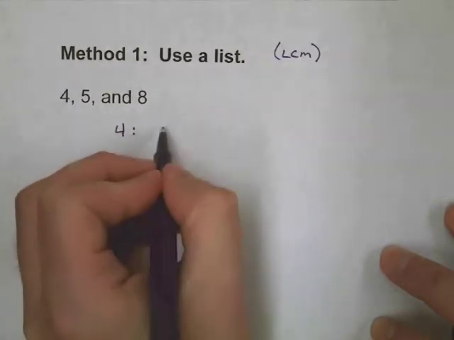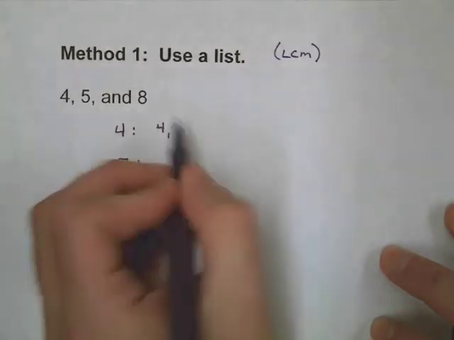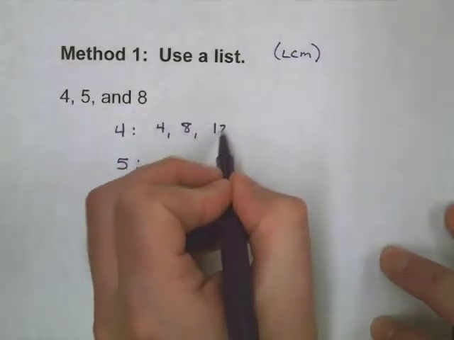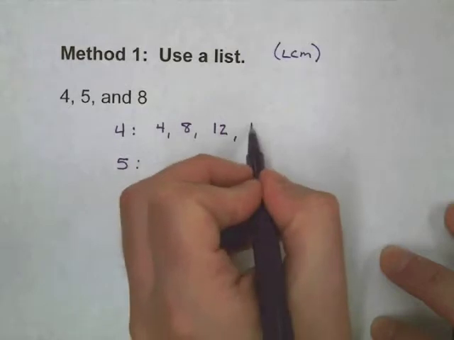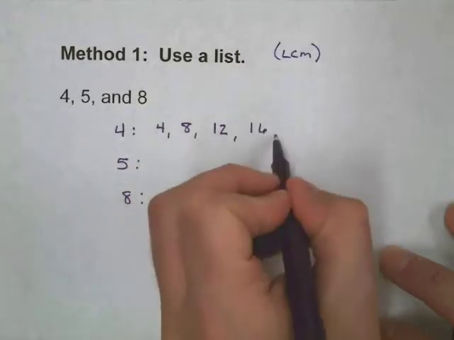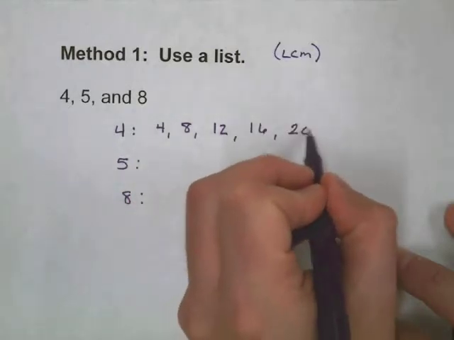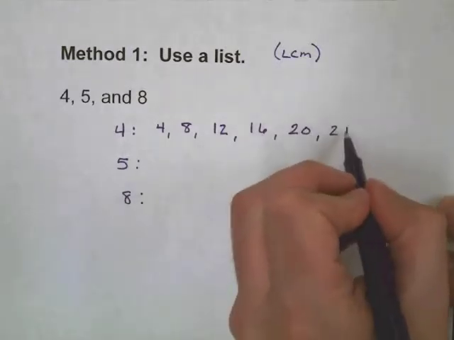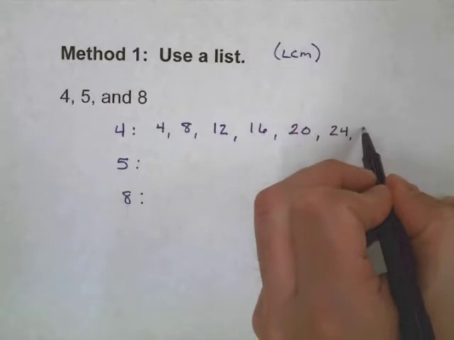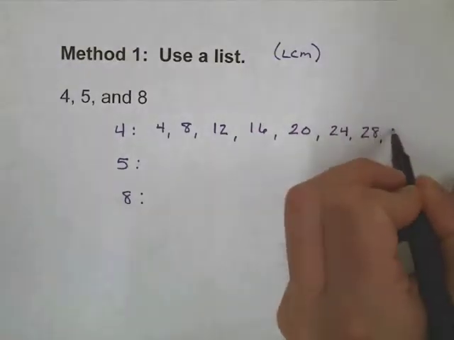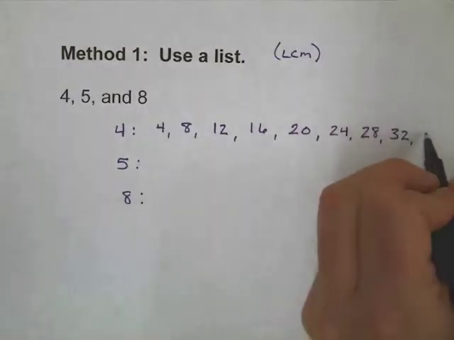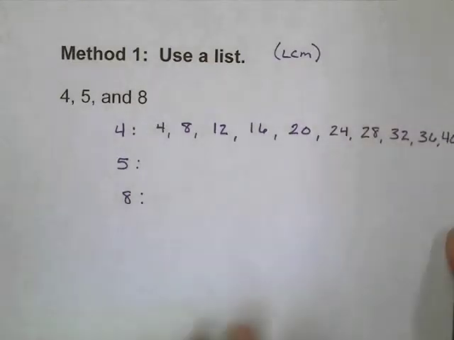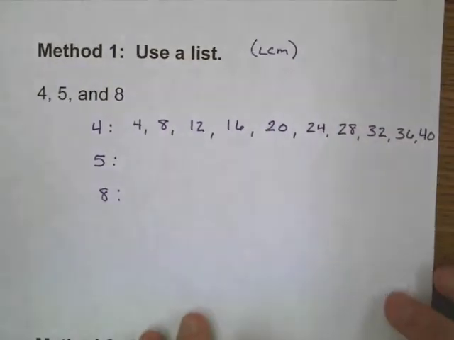So 4 times 1, 4. 4 times 2, 8. 4 times 3, 12. 4 times 4, 16. 4 times 5, 20. 4 times 6 is 24. 4 times 7, 4 times 8, 4 times 9, 4 times 10. I'm just going to stop there for a moment because I'm running out of page.